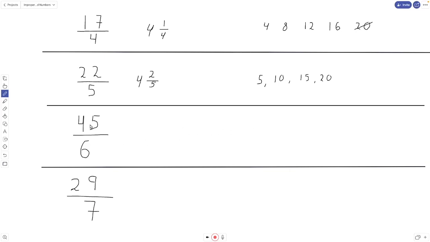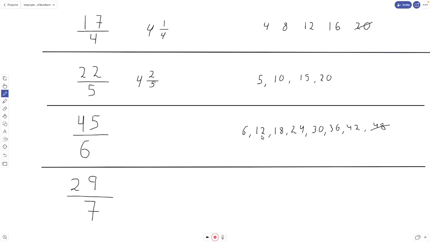45 over 6. Wow, we got a big number here. How many times does 6 go into 45? Let's count. 6, 12, 18, 24, 30, we're working our way up there, 36, 42, and then we got to 48. So if you're counting and you go over the number, in this case 45, it's no problem, you just cross this one out and you count.